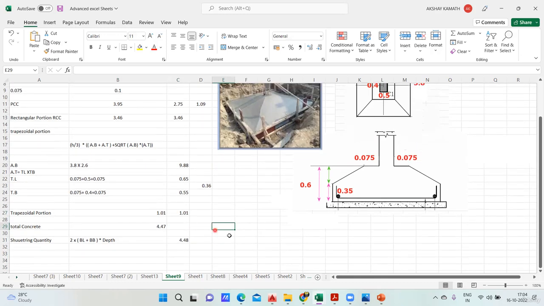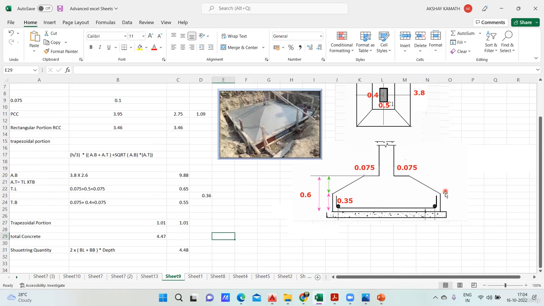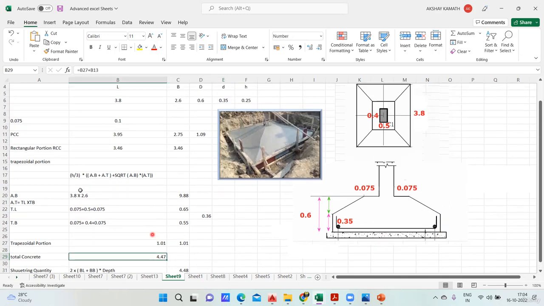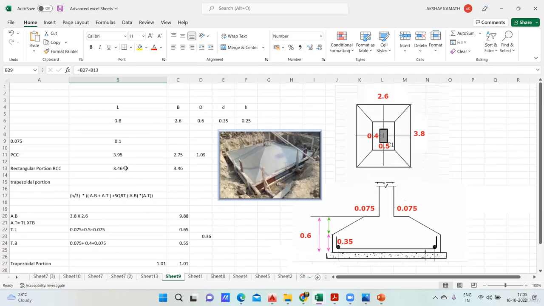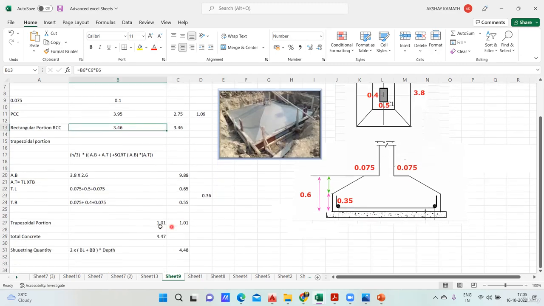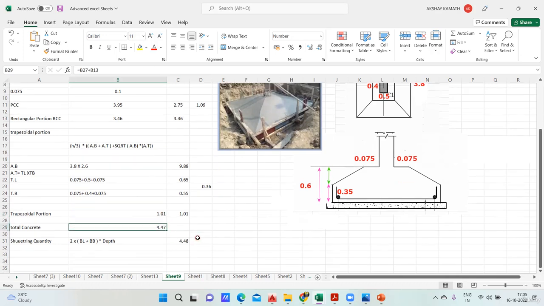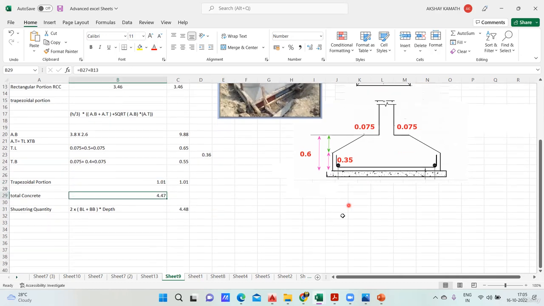So total concrete will be how much? The total concrete will be my rectangular portion plus my trapezoidal portion. So for the rectangular portion, how much did I get? Rectangular portion concrete was 3.46. So 3.46 plus 1.01 will give you 4.47 cubic meter of concrete. Very simple. Now coming to the shuttering quantity.